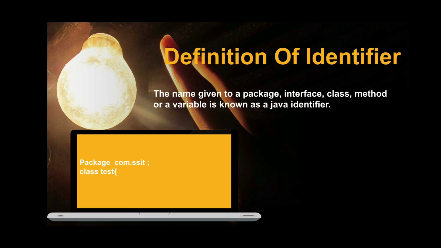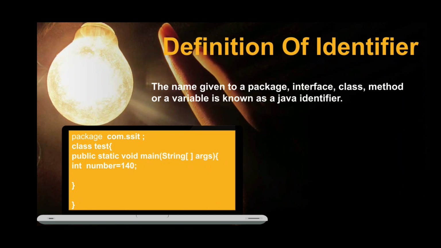See here, I created one class. The class name is test. I put that class in one package. The name of the package is com.ssit. In that class I wrote one method. The name of the method is main. In that method I put one variable. The name of the variable is number.